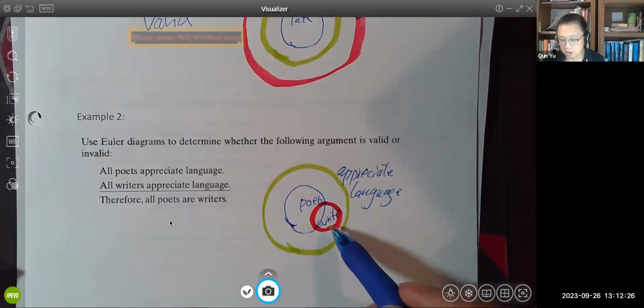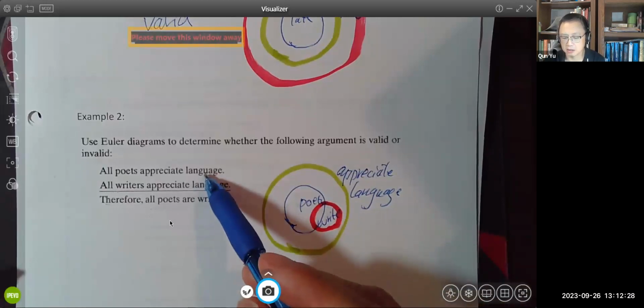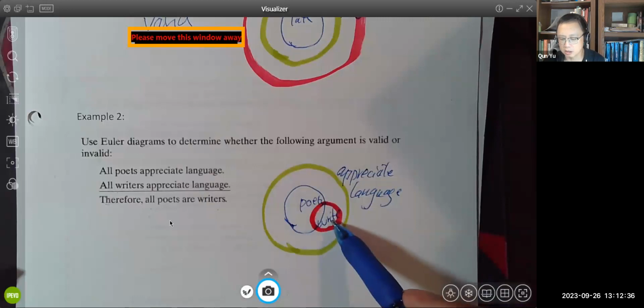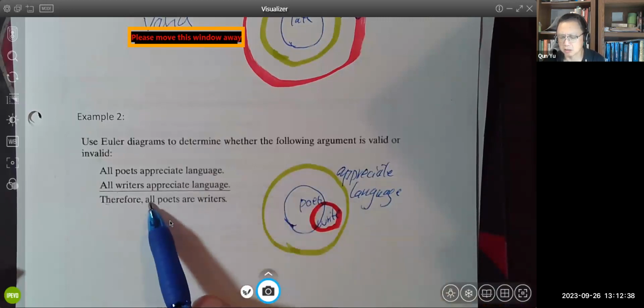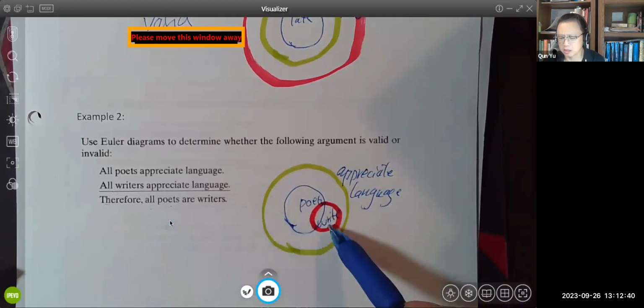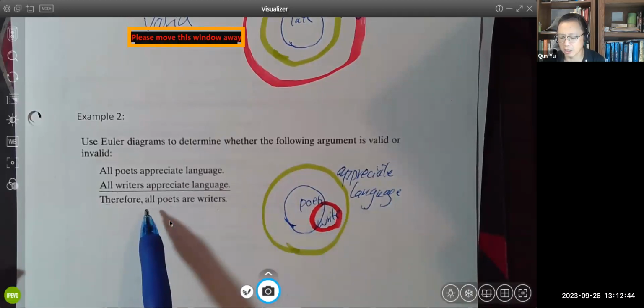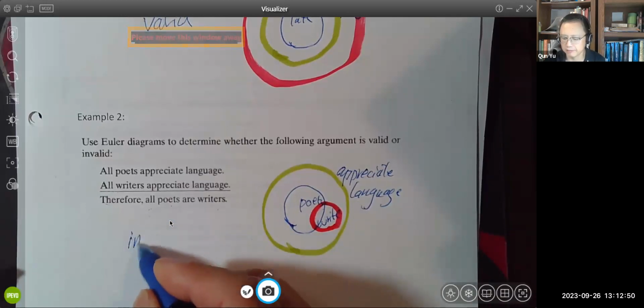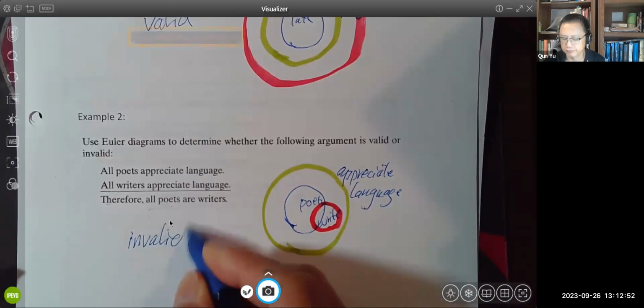So I am still good in terms of representing the premises. All writers appreciate language, the OARB, I'm still right. But according to my drawing, in terms of this poets and writers relation, I say some poets are writers, and they say all poets are writers. Apparently, we have different conclusions. So this is an invalid one.